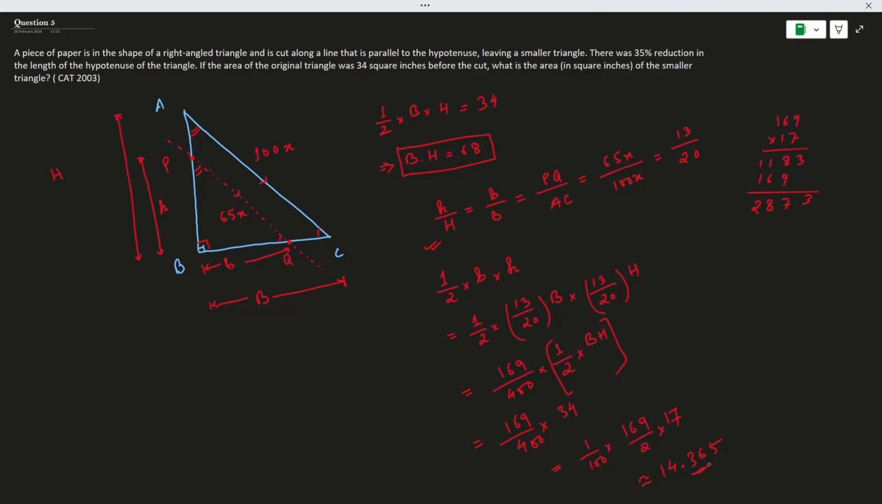Let's also do the calculation to check, I am just approximating the value. It will be around 14 point something. So the area of the smaller triangle will be 14.36 square inches. This will be the answer. Okay, so now let's move to the last question.